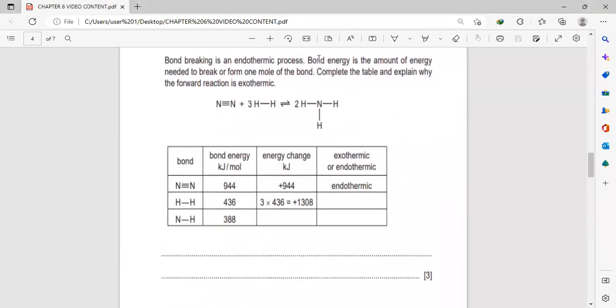Bond breaking is an endothermic process. Bond energy is the amount of energy needed to break or form one mole of the bond. Complete the table and explain why the forward reaction is exothermic. Nitrogen combines with hydrogen to form ammonia. You want to complete the table also. So in the given table, first of all, they mention hydrogen 436. So it is endothermic or exothermic. The value of energy change is plus. So it is an endothermic reaction.